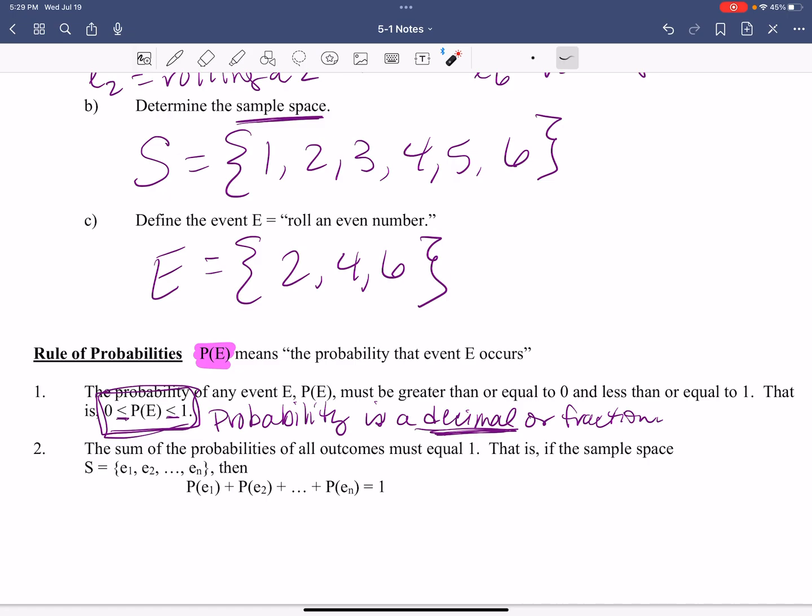You can't have something that's a negative probability because you're saying, based on a sample space, what is my event? How many am my event? Well, you can't have a negative situation there. It has to be between 0 and 1.